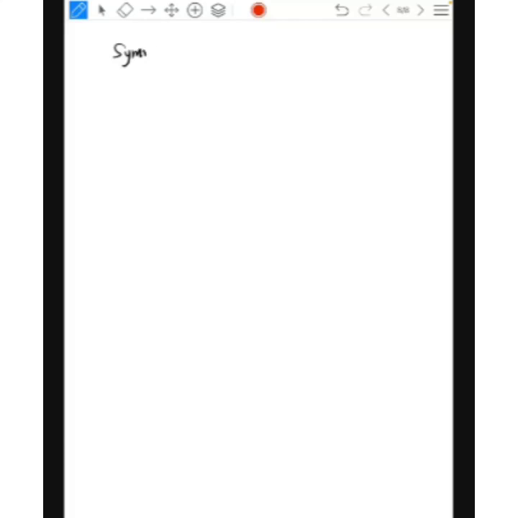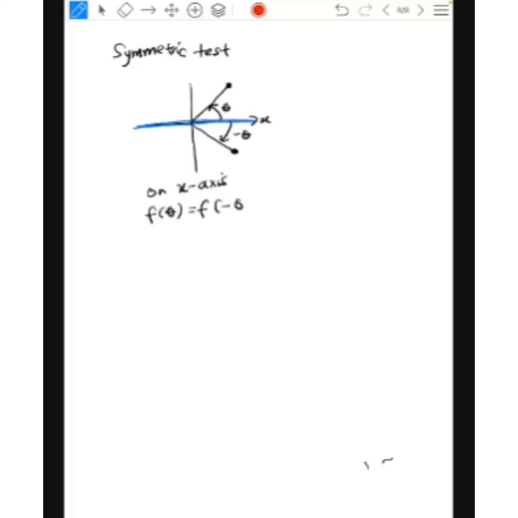Okay, x. Say we want to look at the x-axis, then symmetric on the x-axis. So the x-axis is this one, the blue one. If I have a graph here in the first quadrant, the symmetric one will be here, right, in the fourth quadrant. So if this is theta, then this will be negative theta. So to show that a graph is symmetrical about the x-axis, you have to show that f theta must be equal to f negative theta. This formula is not given, but if you can understand, then it won't be a problem for you to memorize it better.